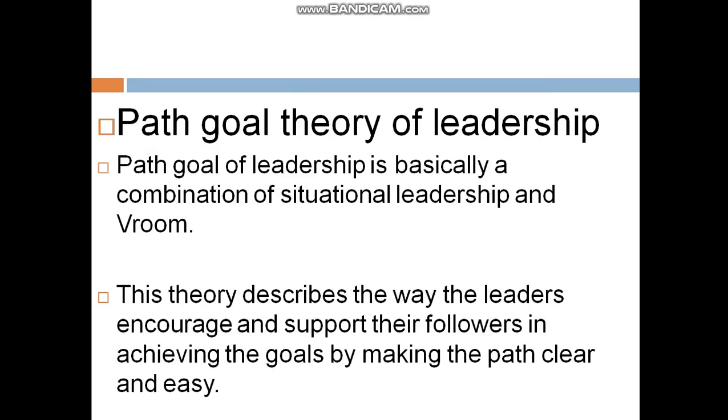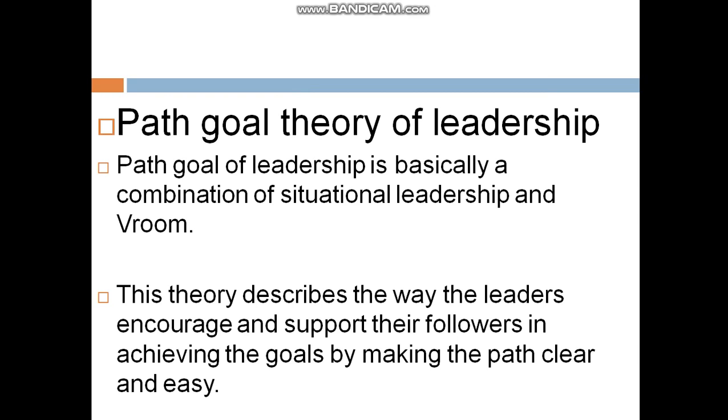The third situational leadership theory is the path goal theory of leadership. Path goal theory is basically a combination of situational leadership and expectancy theory. This theory describes the way leaders encourage and support their followers in achieving the goals by making the path clear and easy.